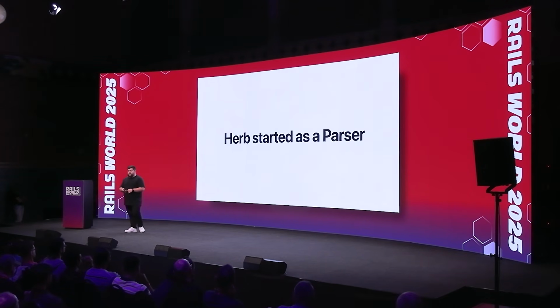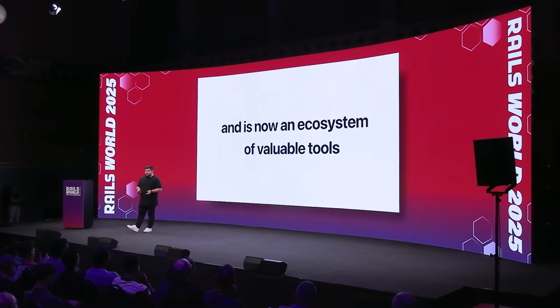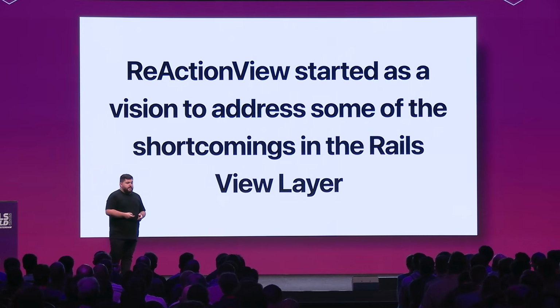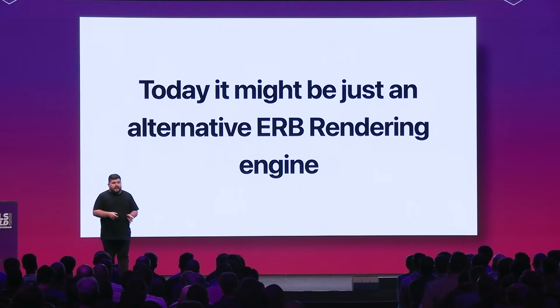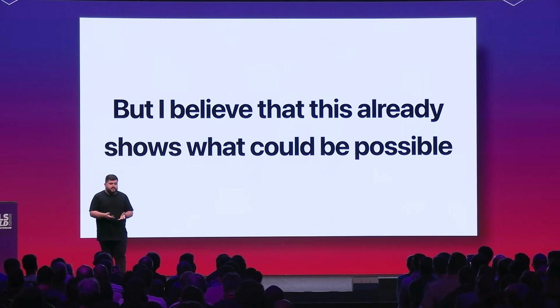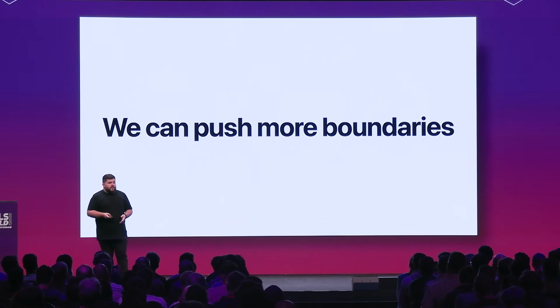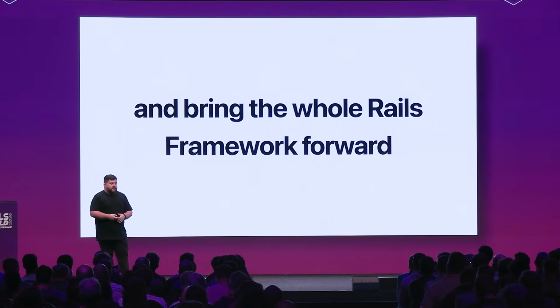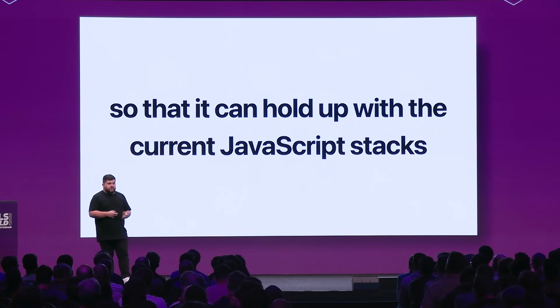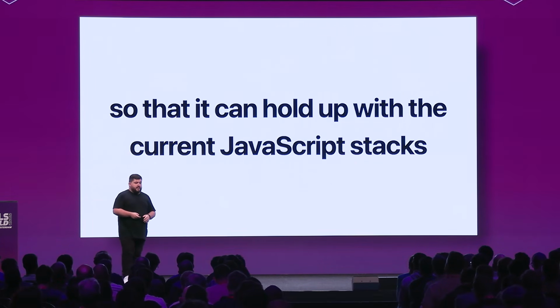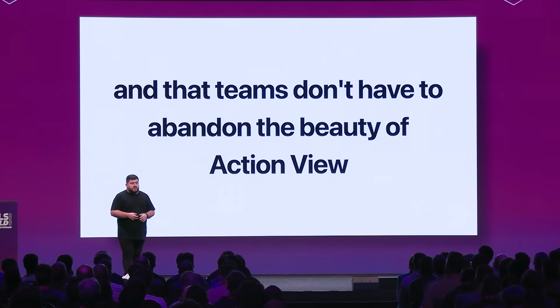Herb started as a parser and is now an ecosystem of valuable tools. And ReActionView started as a vision to kind of show some of the shortcomings in the Rails view layer. And today it might just be an alternative rendering engine, but the belief is it shows what's possible that we have these tools now. And we can push more boundaries to bring the web framework and the Rails framework forward, and that we can kind of hold up with the modern JavaScript stack so we don't have to write JavaScript in the end. And the teams don't have to abandon the beauty of ActionView.